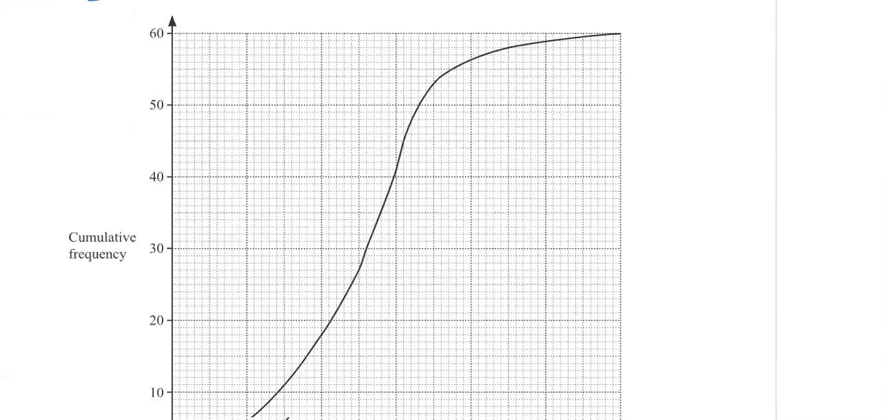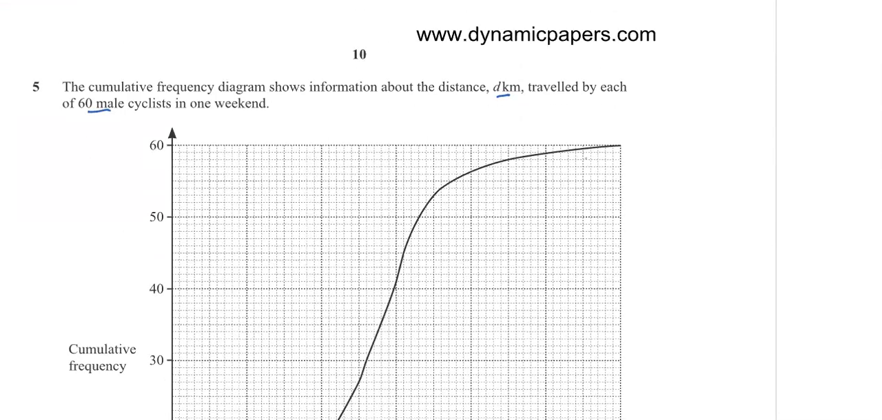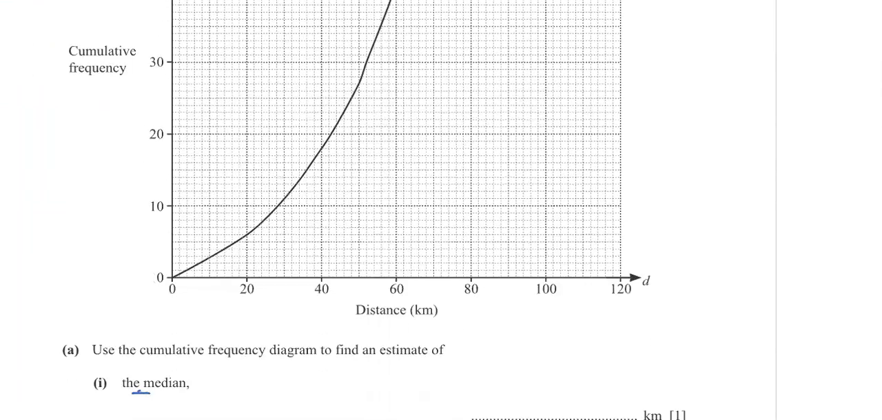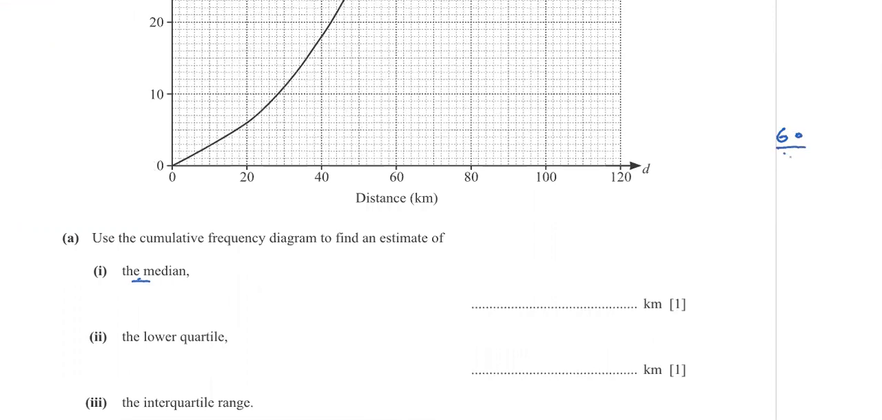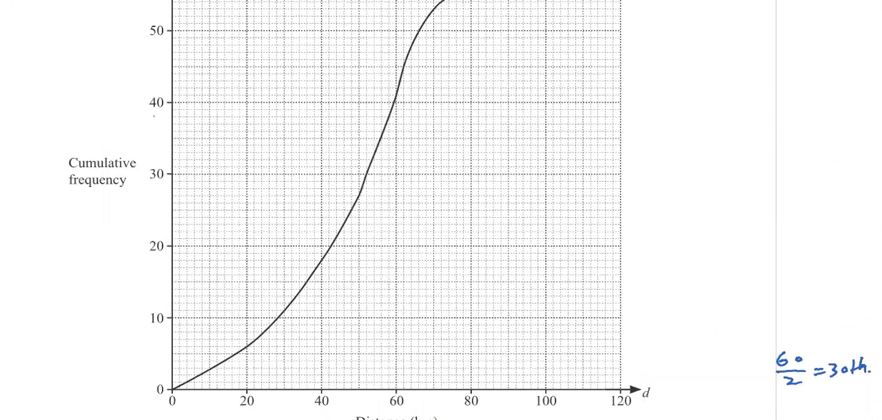Now, what is the median? The last cumulative frequency is 60, or you can say the total frequency is 60. The last cumulative frequency will always be equal to the total frequency. For the median, I take 60 over 2, which is 30. It means the 30th value will be the median. So from 30 on the cumulative frequency axis, I will draw the line till the graph.